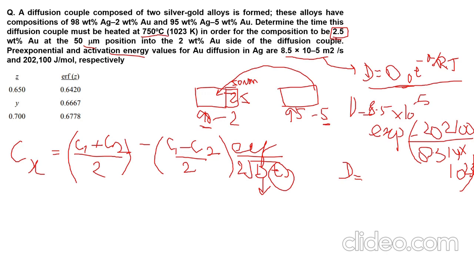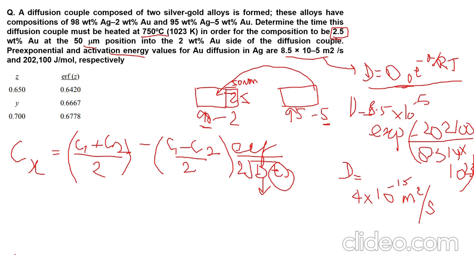Ma'am, 4 into 10 to the power minus 15. The value of D, right? 4 multiplied by 10 to the power minus 15, okay. So this value will be in meter square per second, right? Then we have to put the value of D in this equation.